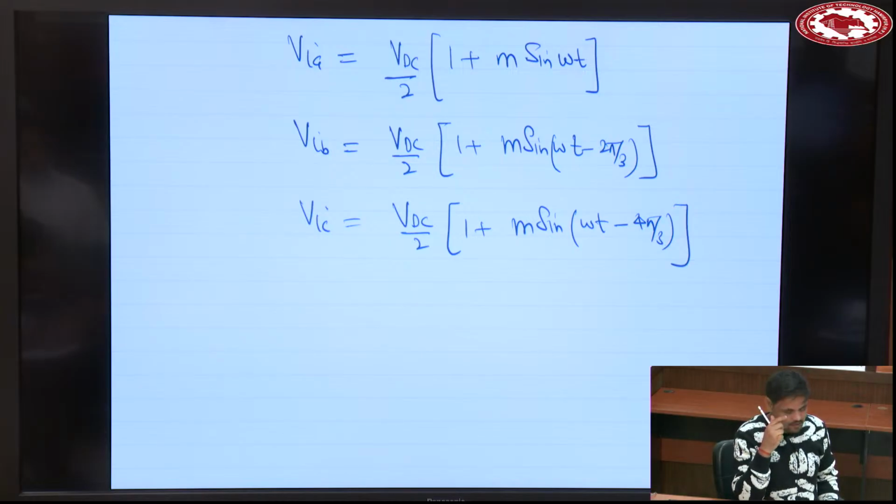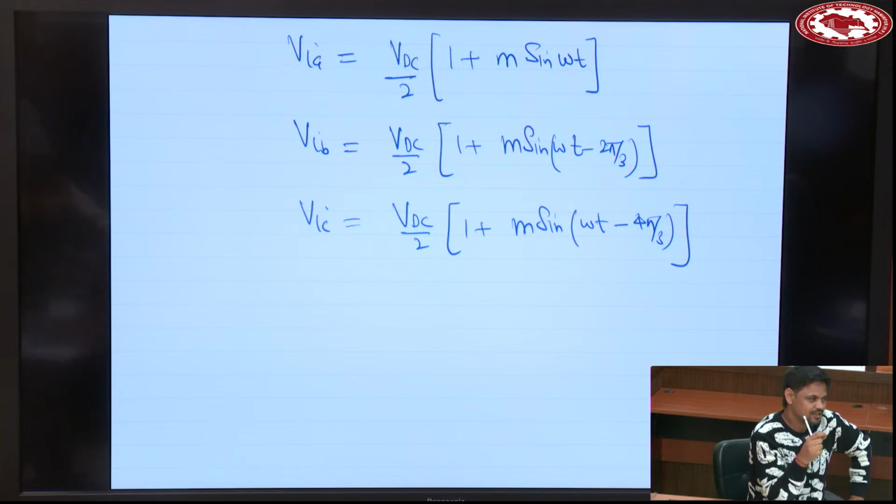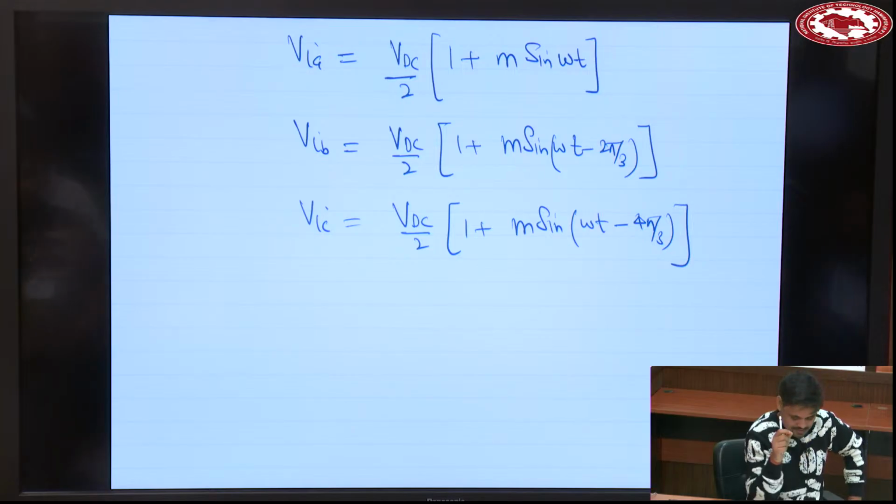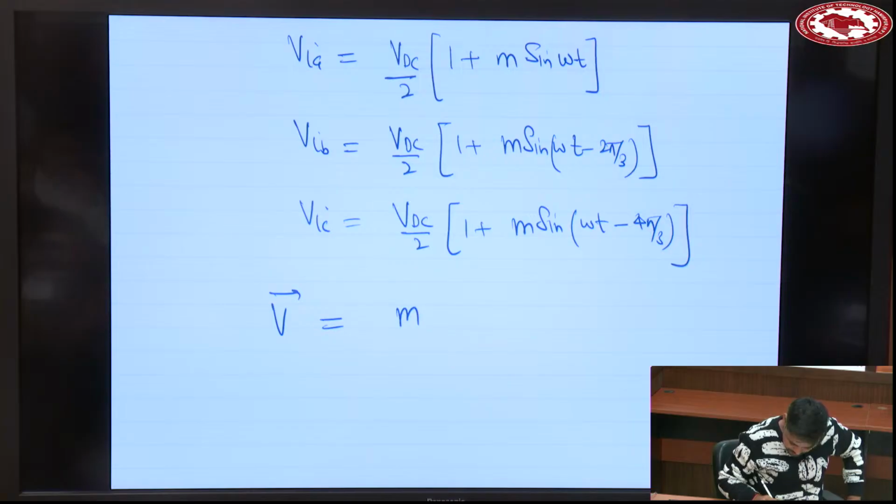Can you find the space vector of this voltage? It is 2 by 3 times VIA. The first term VDC by 2 appears in all three: VDC by 2 e^(j0) plus VDC by 2 e^(j 2 pi by 3) plus VDC by 2 e^(j 4 pi by 3). This is going to be 0. So when you calculate the space vector, the DC term will vanish, and this vector becomes M e^(j theta).